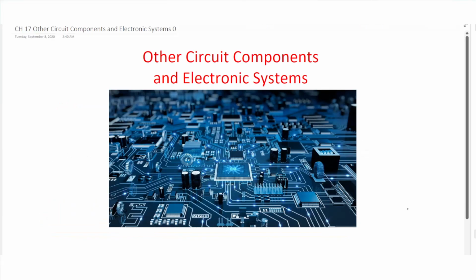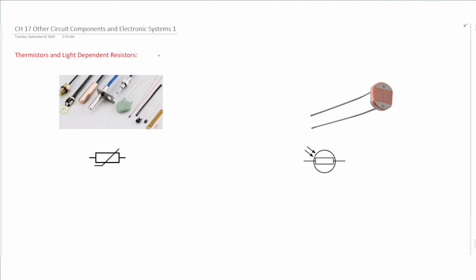The last chapter of circuits and magnetism is about other special components, which are the light-dependent resistor and the thermistor. A thermistor is a device that changes resistance according to temperature. If the temperature increases, the resistance of the thermistor decreases, and vice versa. If the temperature decreases, the resistance of the thermistor increases. The LDR depends on light, so if light intensity increases, the resistance of the LDR decreases.